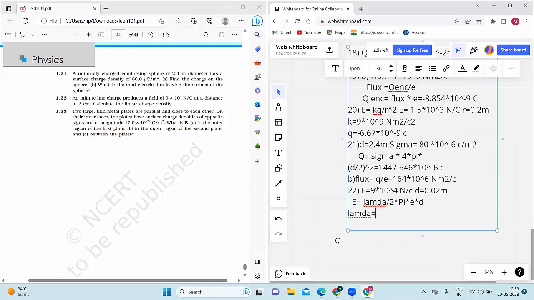Lambda equal to 9.98 into 10 power minus 8 coulomb per meter. Linear charge density, so the unit will be charge per unit length. So we found the value of lambda. We will now reach the final question.